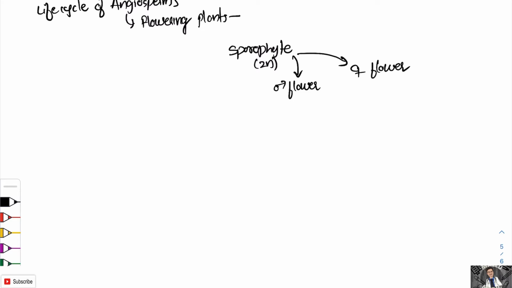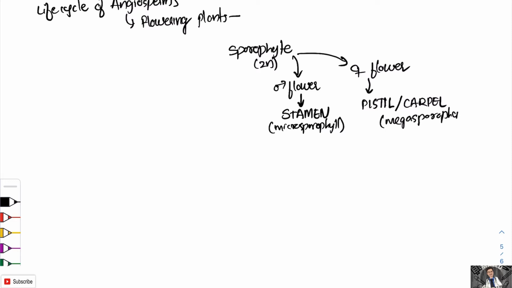Now, instead of microsporophyll, here we have stamen, which is the male reproductive part of the male flower. And instead of megasporophyll, here we have pistil, or it's also known as carpel. So what is it? Microsporophyll and megasporophyll.